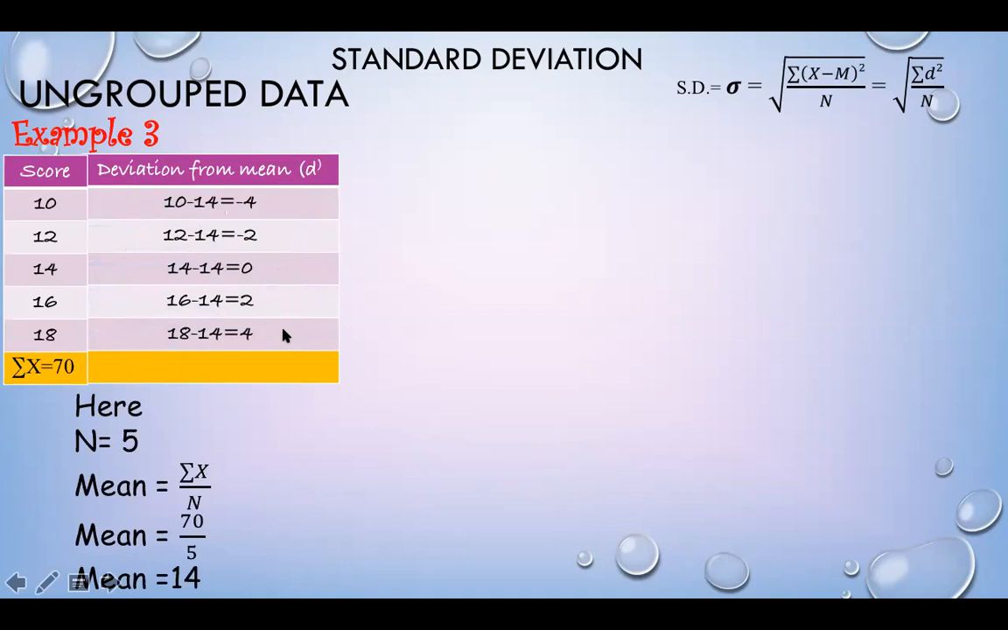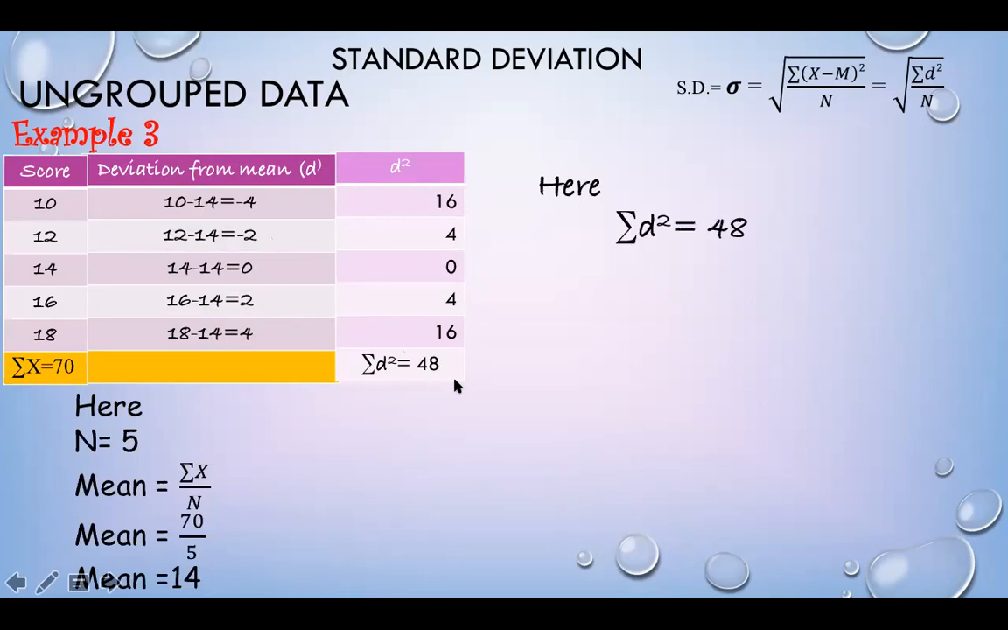Then we have to square these deviations. That means minus 4 into minus 4, which will be equal to plus, and 4 multiplied by 4 will be equal to 16. And same here, minus 2 into minus 2 will be equal to plus 4, and so on. Then we have to sum up this column, which is equal to 48.